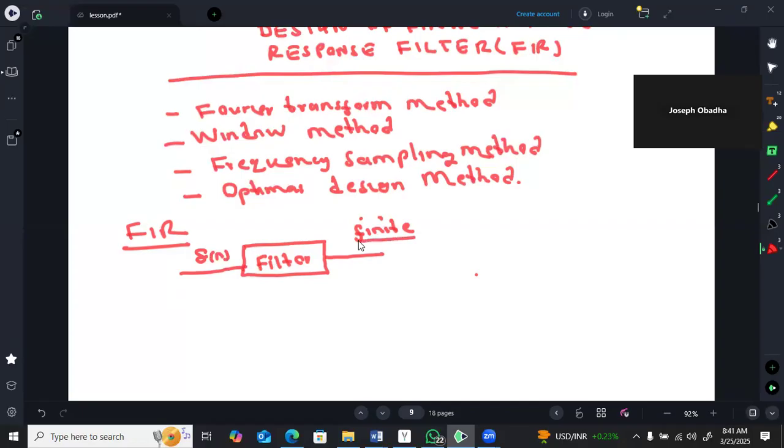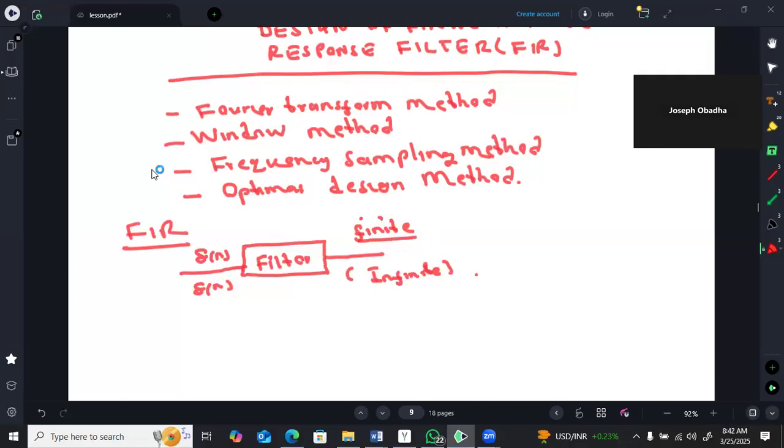So the output will also be finite, as opposed to the infinite impulse response filters, where you feed the filter with an input delta n, which is finite, but the output would end up being infinite in terms of time, because some parts of it are fed back, so that even by the time you have removed the input, there would be an input to the filter and there would be an output from the filter, so that the response is considered to be infinite.